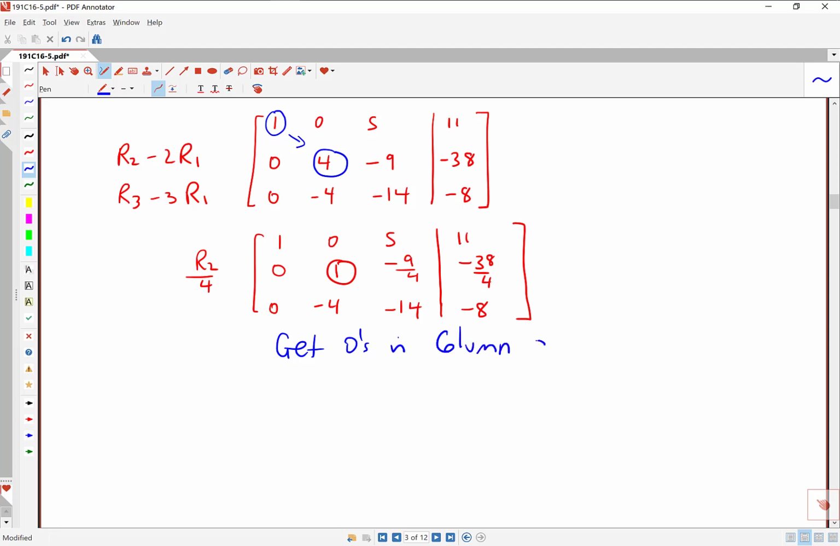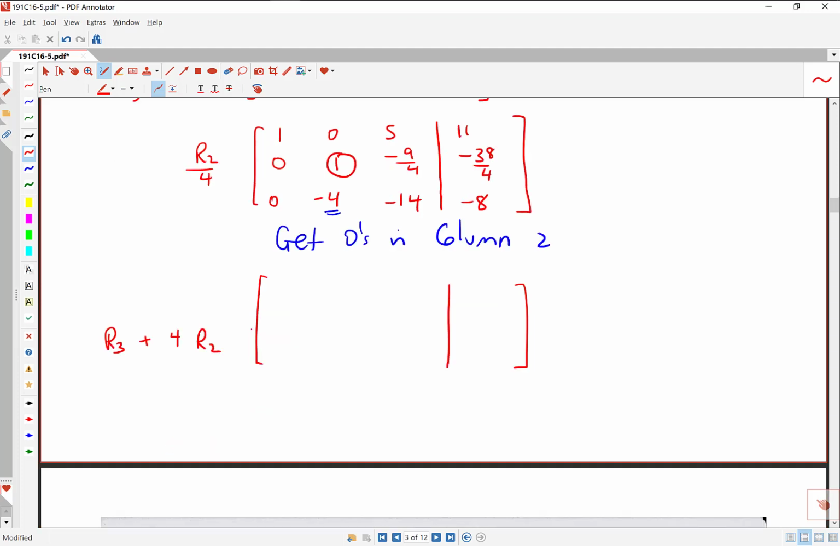So that's column 2 now, which means we need to get rid of that negative 4. So the operation that's going to get rid of the negative 4, well, the negative 4 is in row 3. Our pivot row is row 2, and the number that we're trying to eliminate is negative 4. So we need to go row 3 plus 4 row 2. So let's try the algebra here. Row 3 plus 4 row 2 is going to give us 0, 0, and then we might want to do a little bit of scratch work on the side.